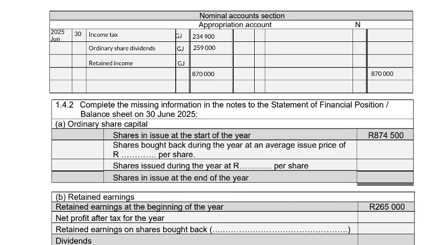So on the credit side, 2025 June the 30th, profit and loss account, general journal, 870,000 Rand.